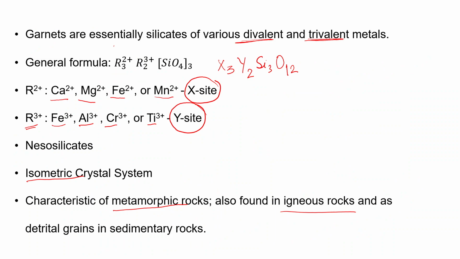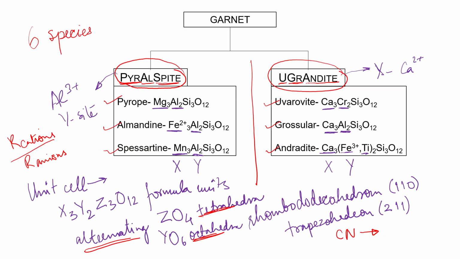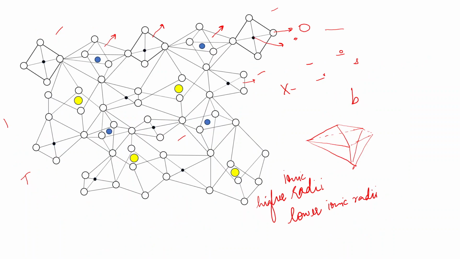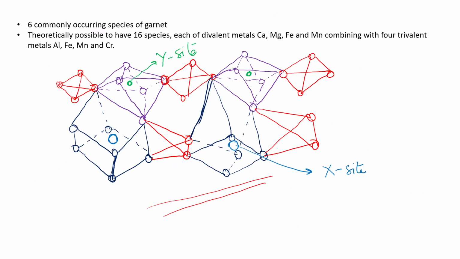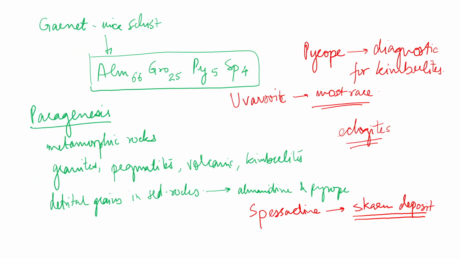Talk about the general formula of garnet, its basic properties, then the classification of garnet on the basis of six naturally occurring species, pyralspite and ugrandite. Then talk about the tetrahedral, octahedral alternating layers and how they combine together to form a dodecahedron layer. Make that diagram and then talk a little about the paragenesis, and it's my guarantee that you will be getting very good marks. I hope I'll be coming up with other mineral groups soon for your convenience.